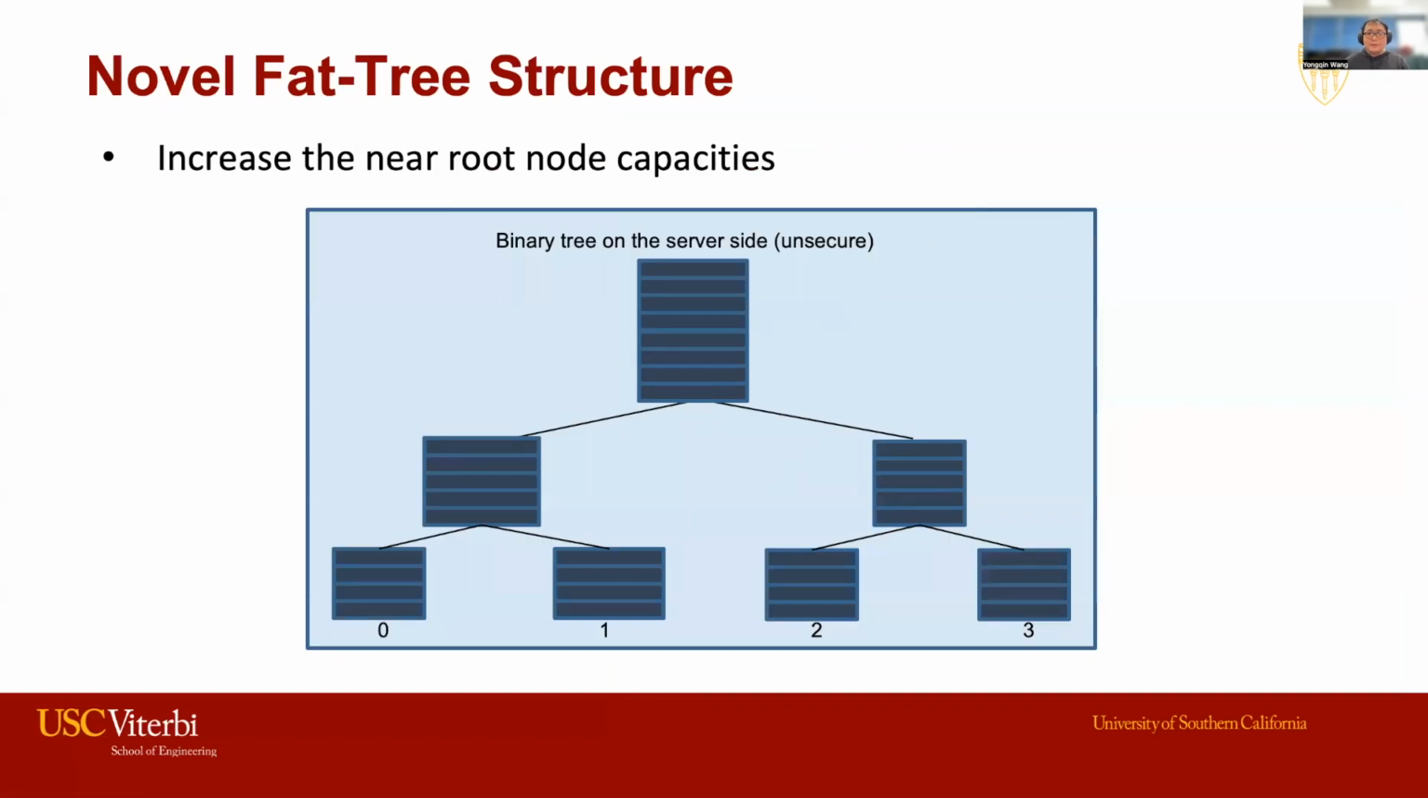Besides the aggressive superblock formation scheme, we also introduced a novel binary tree called fat tree, where the near root nodes are given more memory space. When we're using a large superblock, managing a metadata structure, the stash in the PathORAM, becomes time-consuming, and we use this fat tree structure to mitigate the pressure on the stash.